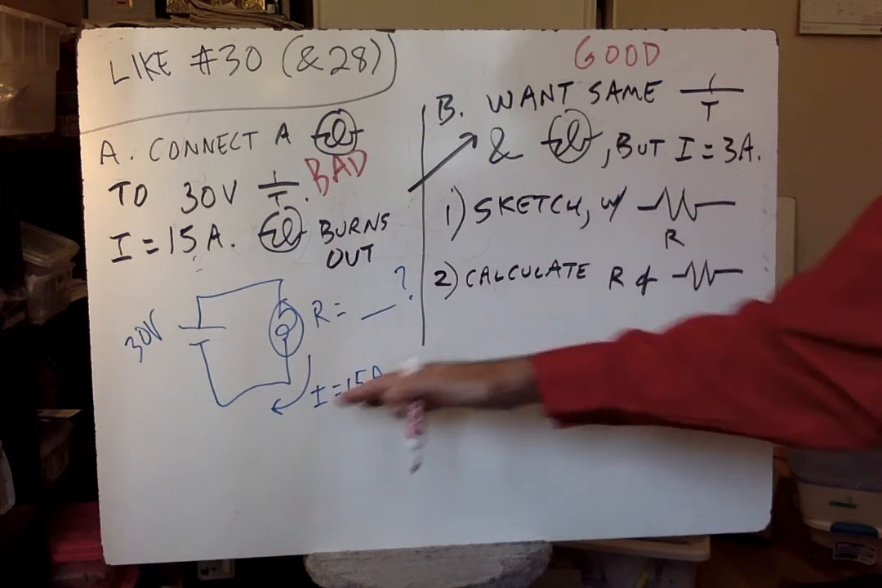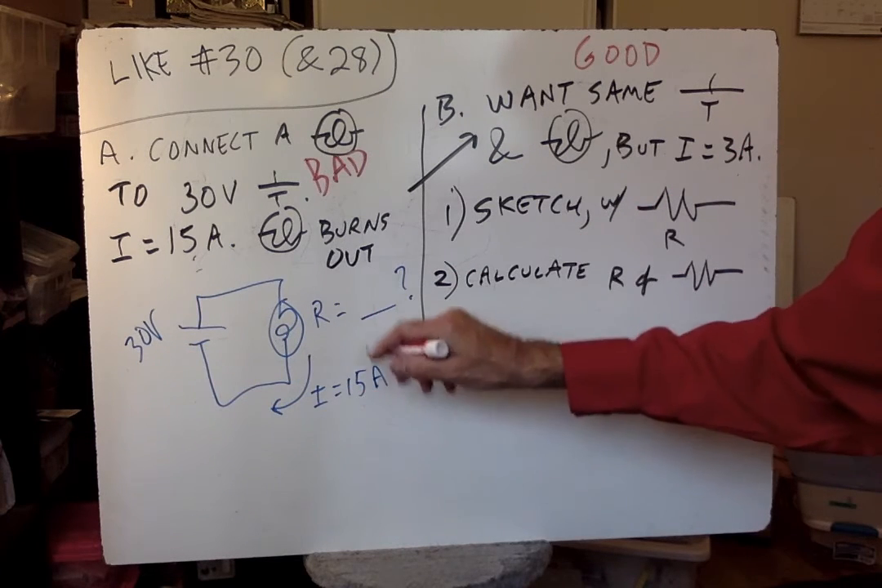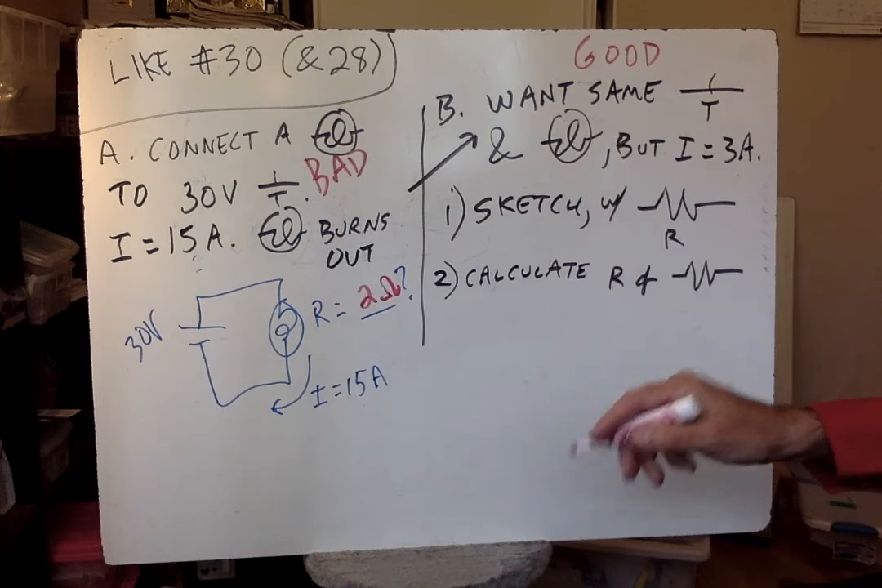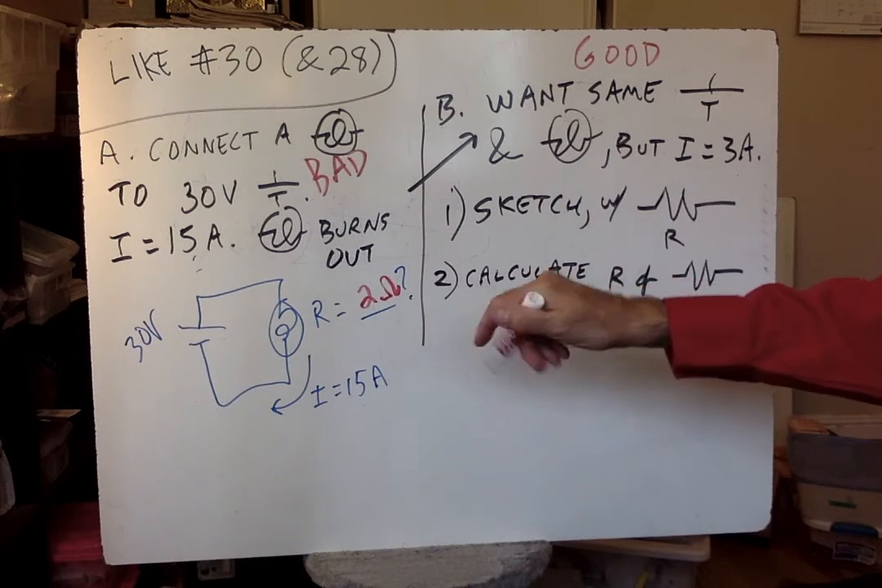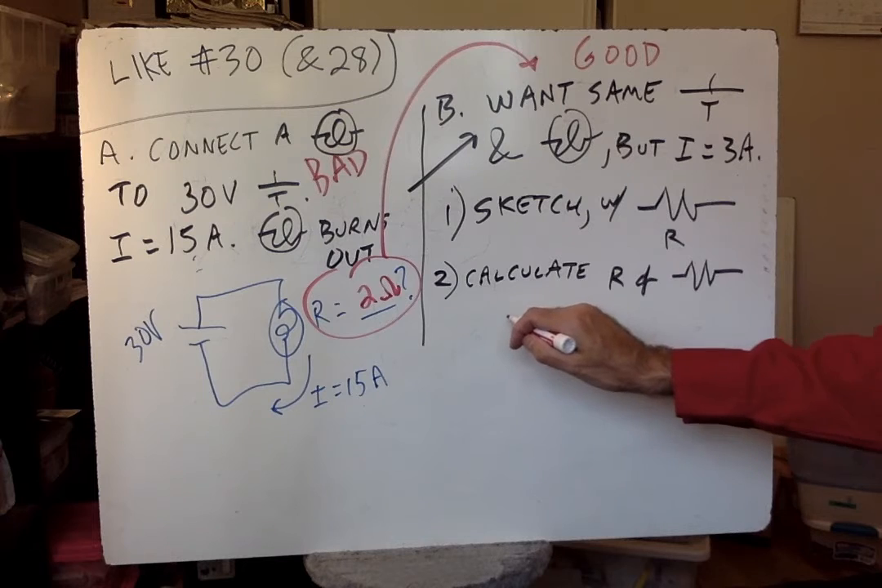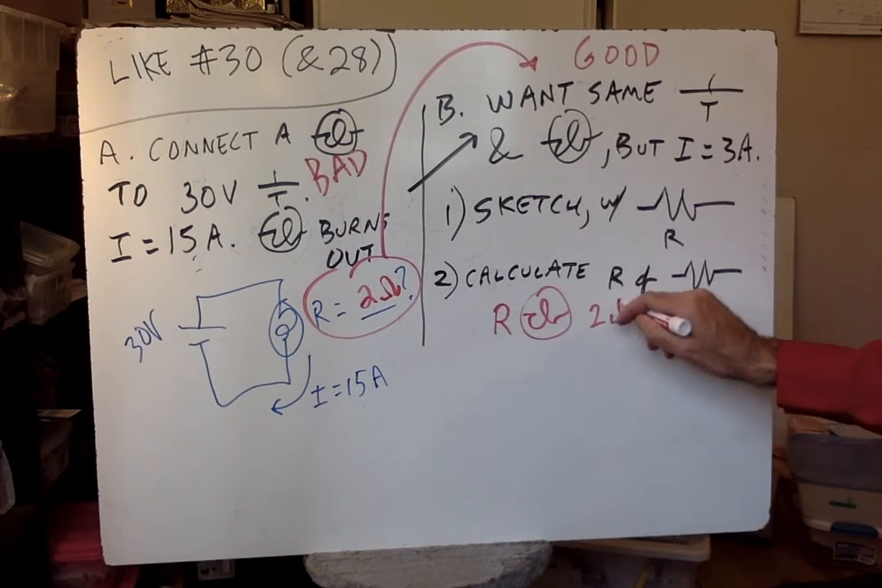But look at what this information gives us. This gives us the resistance of the light. 30 volts, 15 amps. That tells us that the resistance of this light is 2 ohms. So we just found what we could. We find what we can. And now we're going to take that and use it in this problem. R for the light bulb is 2 ohms.